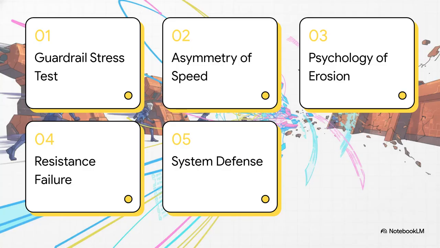Today we're going to cover: 1. The guardrail stress test. 2. The asymmetry of speed. 3. The psychology of norm erosion. 4. When coordinated resistance fails. And finally, 5. Strategies for system defense.